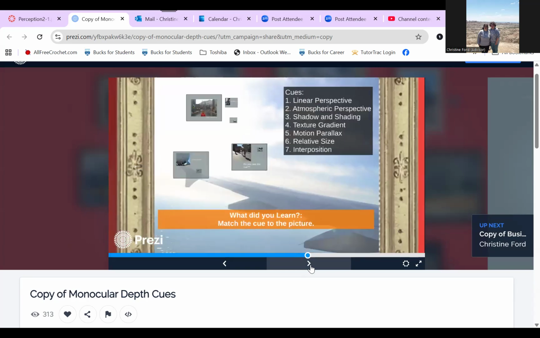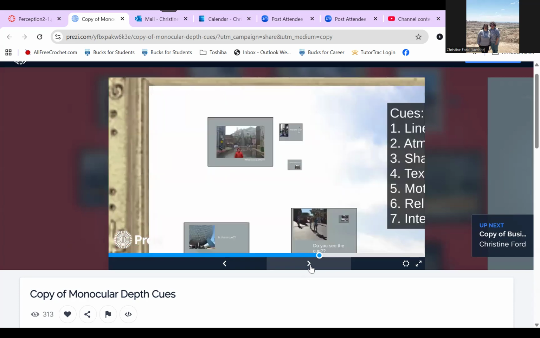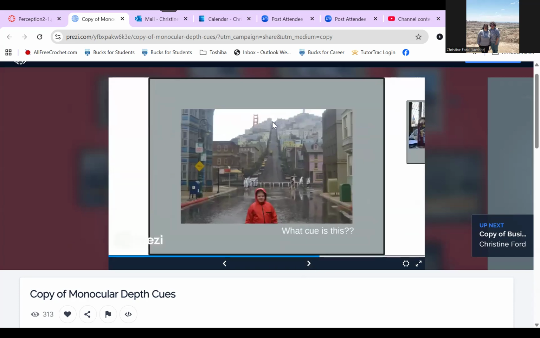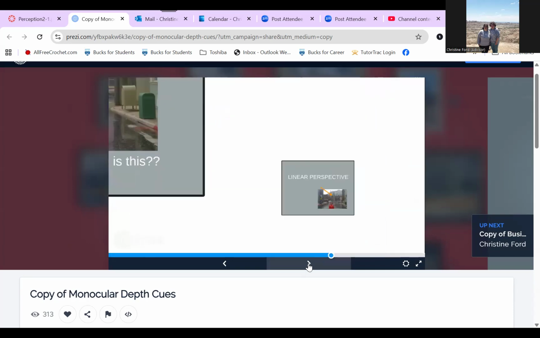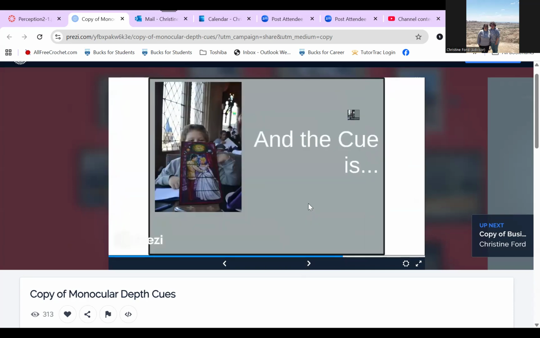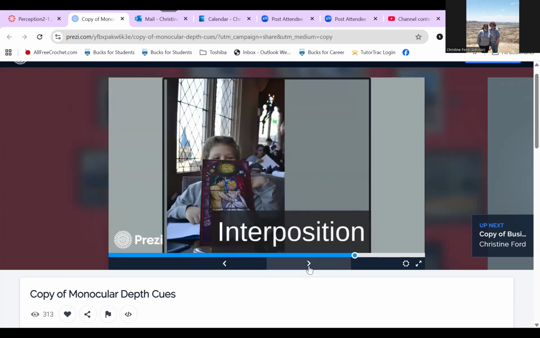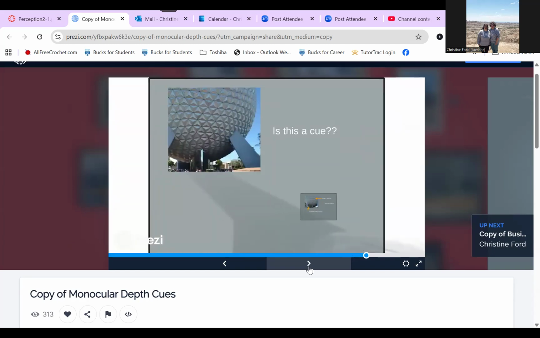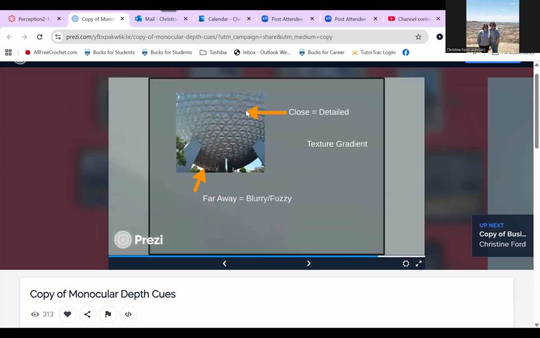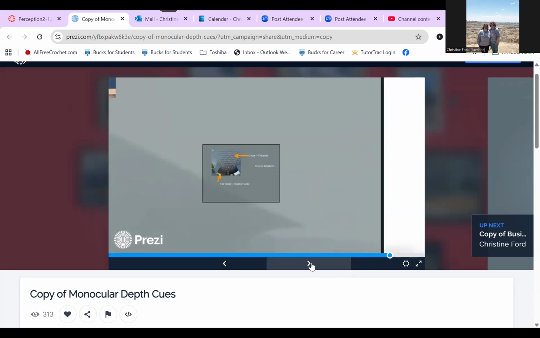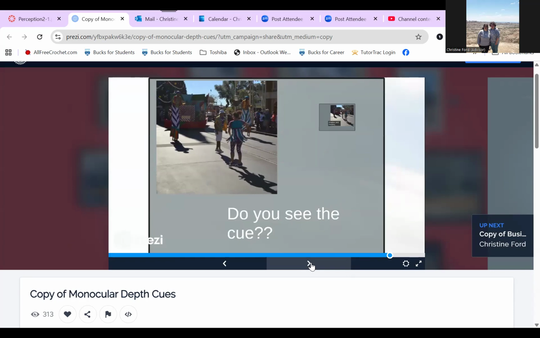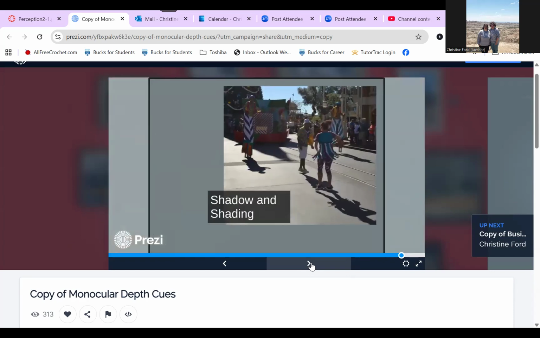And then here's just a little bit of what we learned. Which cue is this? This would be linear perspective because of the walkway. And what cue is this? This would be interposition because of the overlapping of the menu in front of my son. And then what cue is this? This would be texture gradient because of the well-defined foreground, and then as you look underneath, it just looks gray and hazy. And then what cue is this? This would be shadow and shading.